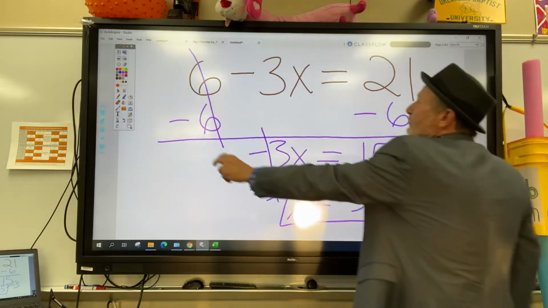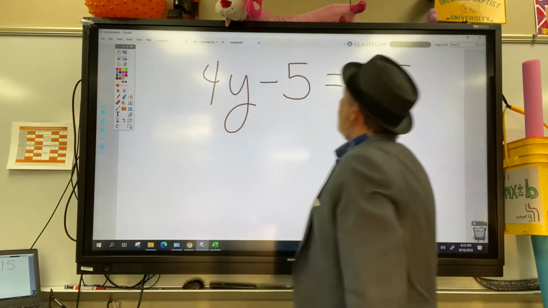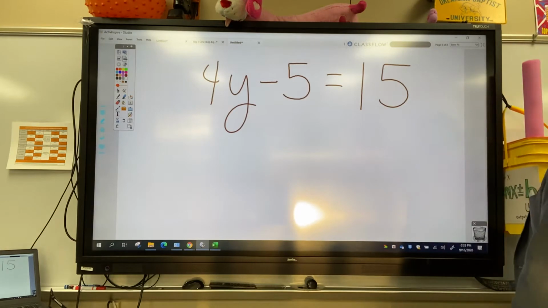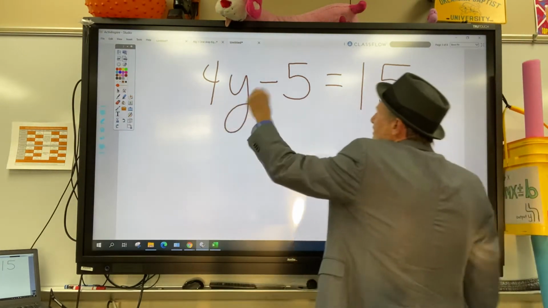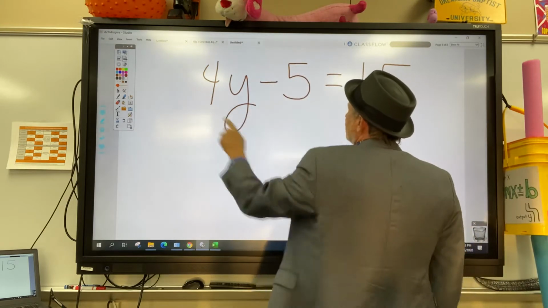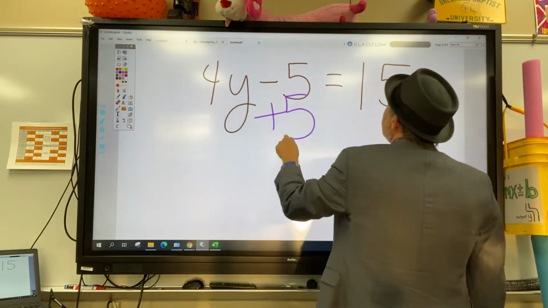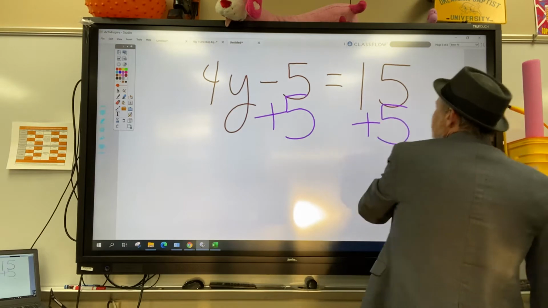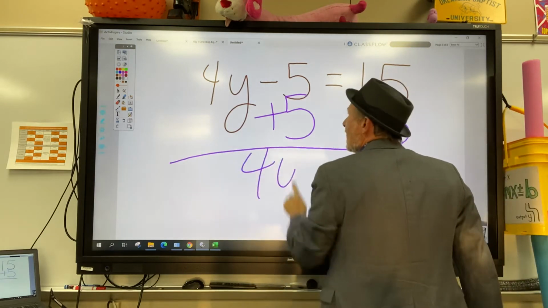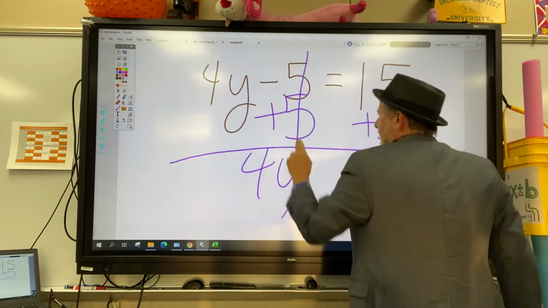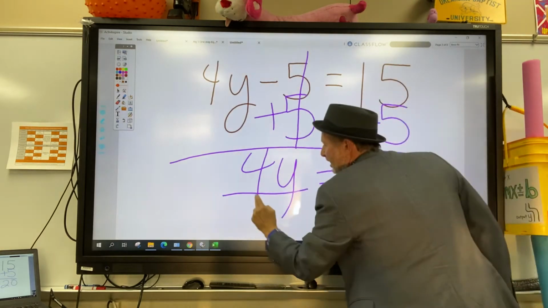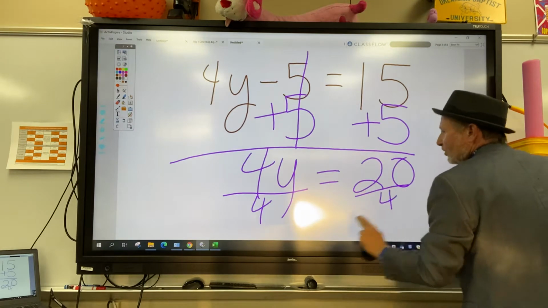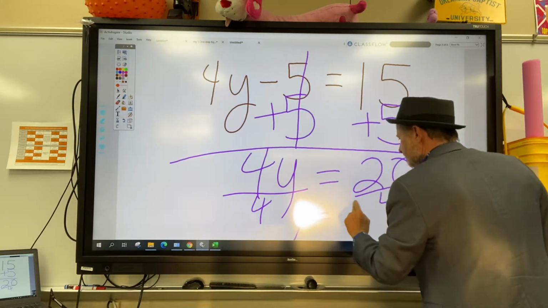Now, moving along. We have 4y minus 5 equals 15. I'm just going to walk through it because you should know what to do by now. Equal sign, variable. Get rid of what's farthest to closest. Plus 5, 4y equals 20, divide by 4, and y equals 5.